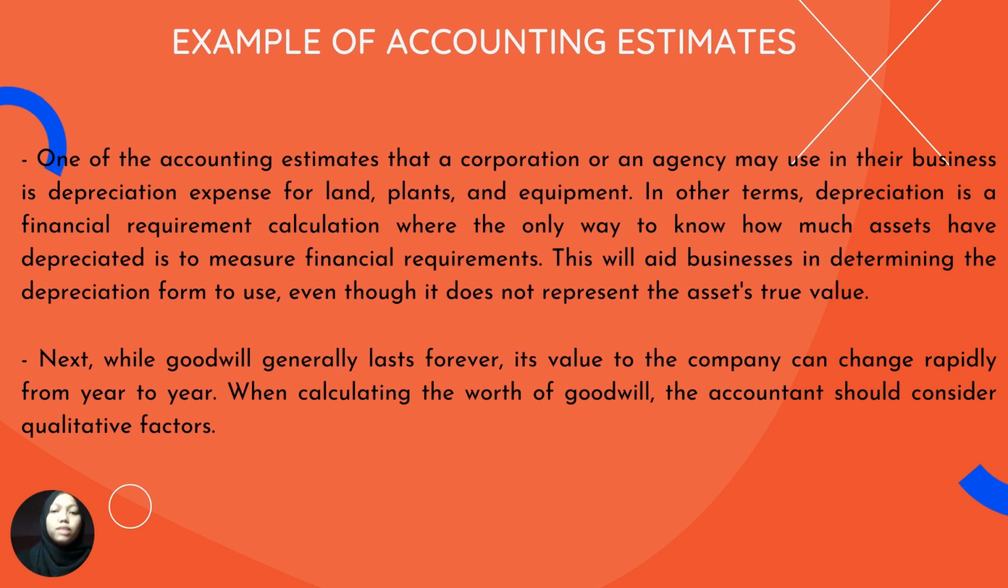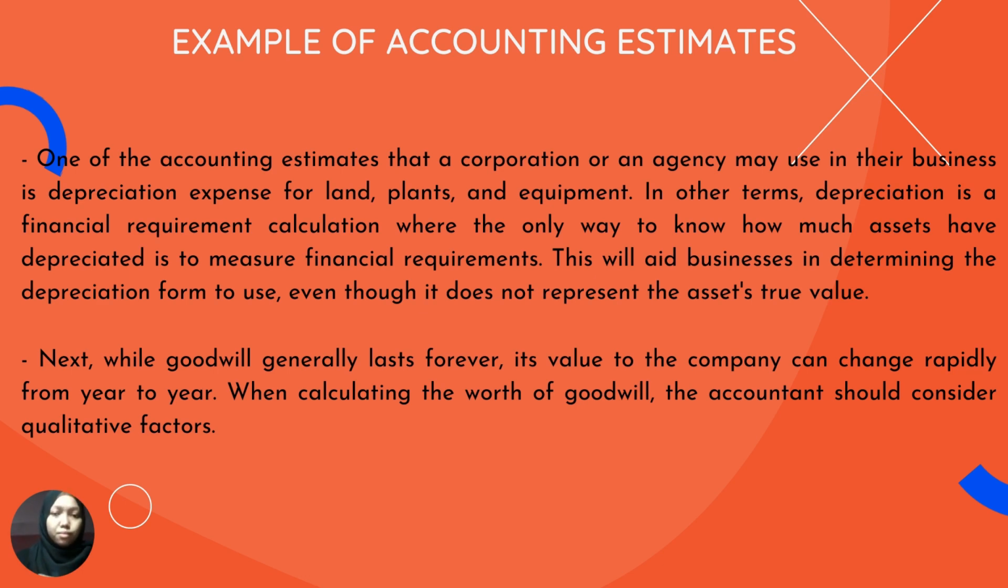The next one is examples of accounting estimates. One of the accounting estimates that a corporation or an agency may use in their business is depreciation expense for land, plants, and equipment. In other terms, depreciation is a financial requirement calculation where the only way to know how much assets have depreciated is to measure financial requirements. This will aid businesses in determining the depreciation form to use even though it does not represent the asset's true value.